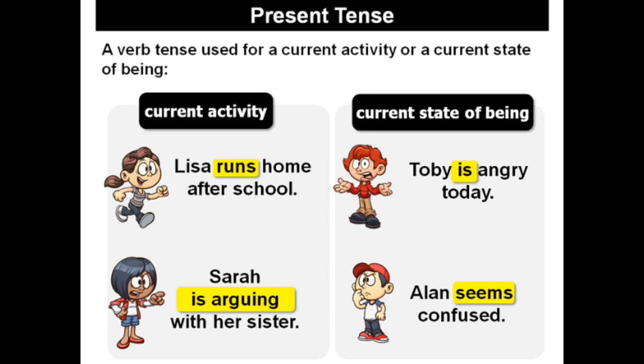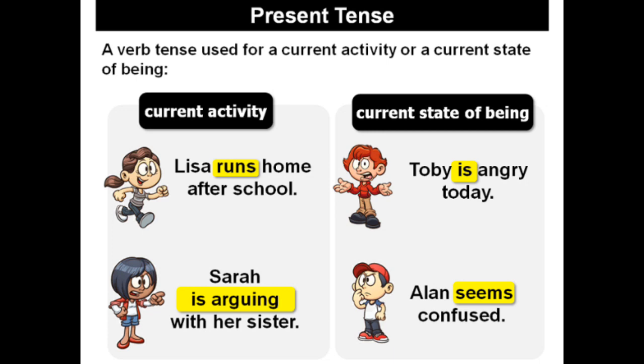Here it says, Lisa runs home after school. Sarah is arguing with her sister. That is an activity that happens. Lisa runs home after school. It happens every time that she closes school. Sarah is arguing with her sister. That's an action that is currently happening at the time. But when we move forward, we are going to understand the difference between Lisa runs home after school and Sarah is arguing with her sister. Why is it not the same format?